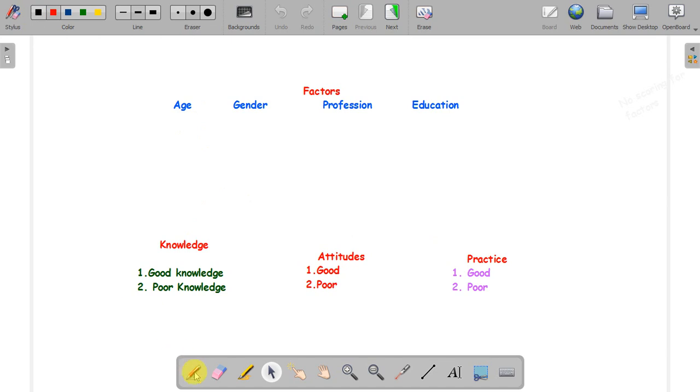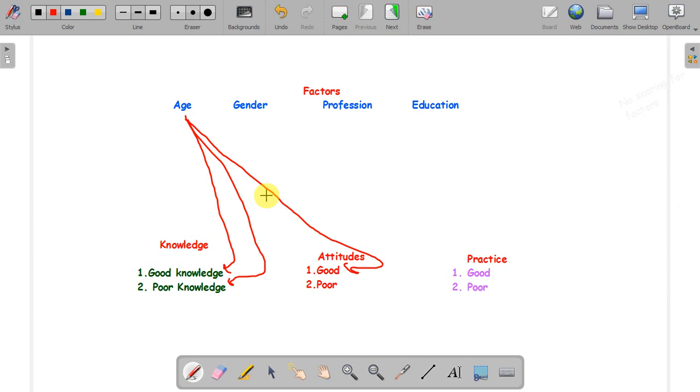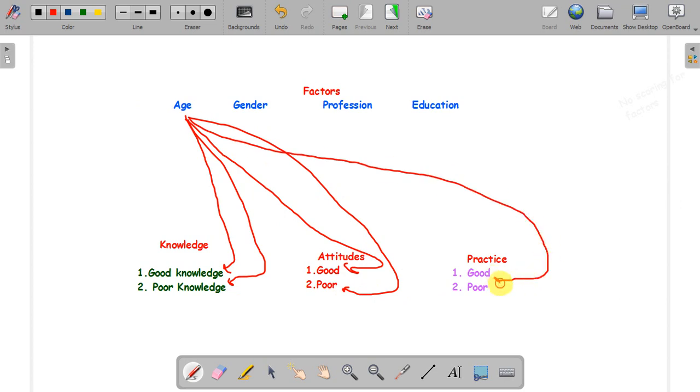So one of these is going to be age. These are three examples of factors which can influence knowledge, attitudes, and practice. So age can directly influence good knowledge or maybe poor knowledge. Likewise, the same thing, this can influence good attitude as well as poor attitude. And here also the same, good practice or poor practice.